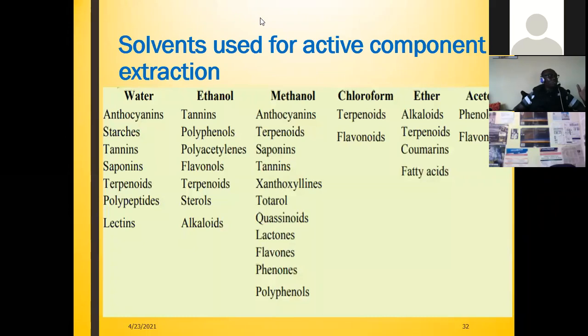So ladies and gentlemen, these are some of the solvents that we use and what they are able to extract from your plant. You can see what water can extract, what ethanol can extract, what methanol can extract, chloroform, ether, and acetone. So for example, if my interest in a specific plant was to extract phenol and flavonoid, and also maybe saponin and all that, then it will be uneconomical to choose acetone, because acetone can only extract two bioactive compounds, that is phenols and flavonols. So it will be better to choose methanol that can give you a range. So this is what I meant when I say that you need to ensure that you have chosen the right solvent for your phytochemical work.